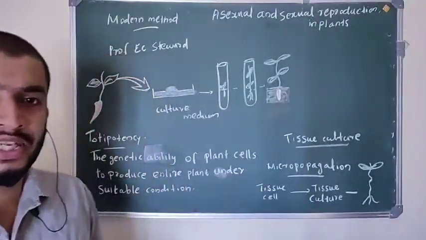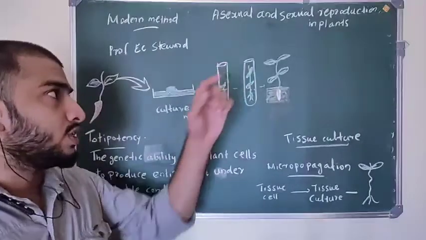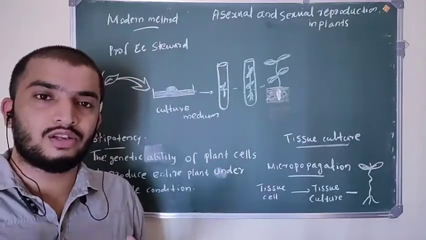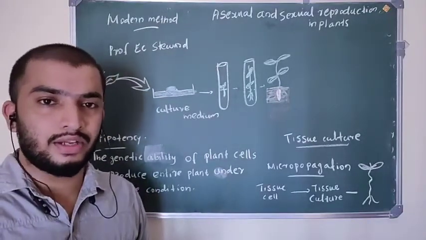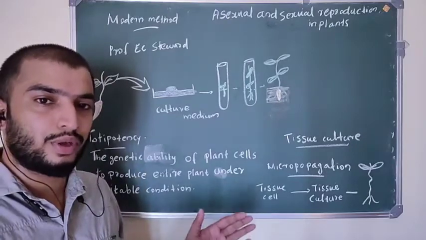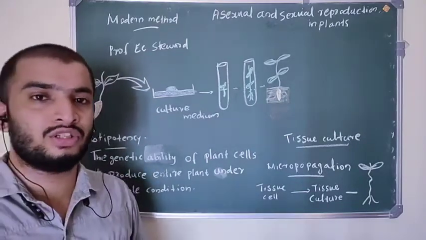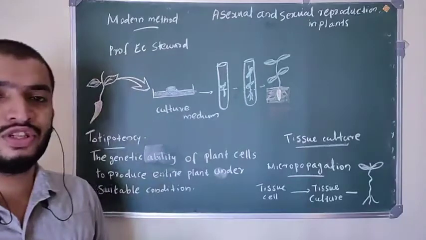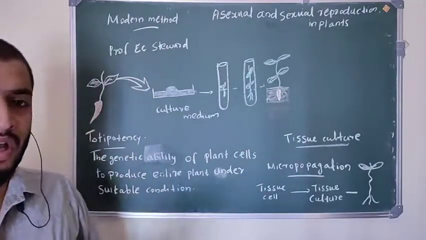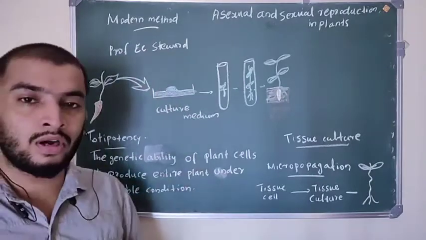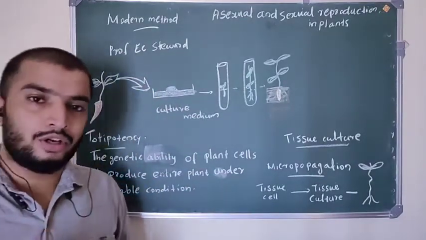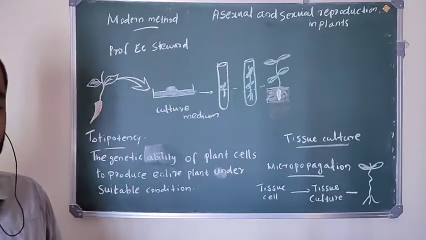So we were discussing the chapter Asexual and Sexual Reproduction. In this chapter, we already covered asexual reproduction in plants, that is vegetative propagation, natural and artificial methods of vegetative propagation, and also conventional methods like cutting, layering and grafting. One topic is left: the modern methods of vegetative propagation. So we are going to discuss modern methods of vegetative propagation.